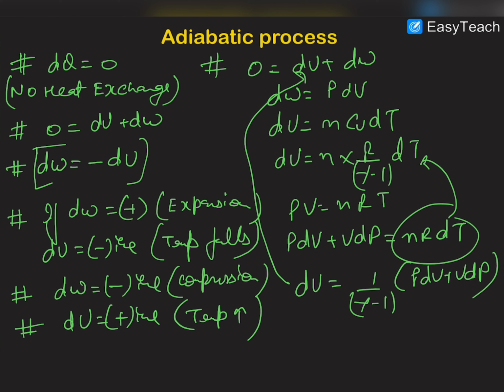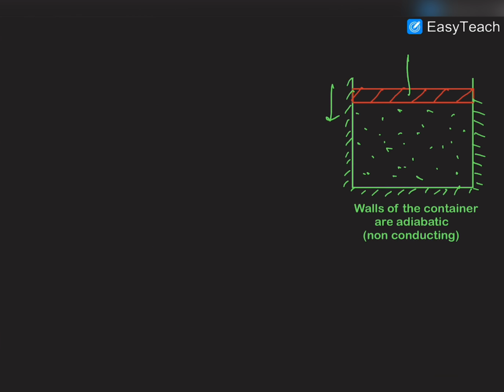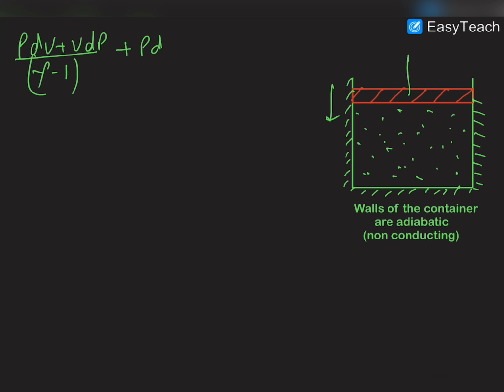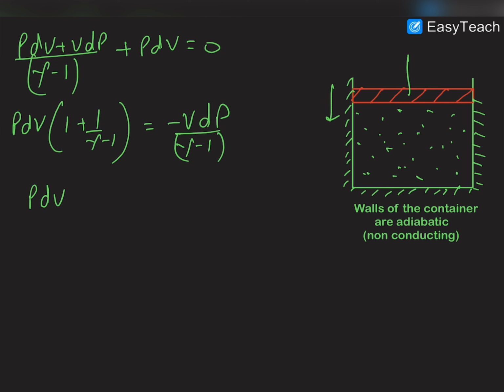So now if we put the value of dU in the first equation, in this equation here, then let us use the next page. So (P dV plus V dP) upon gamma minus 1 plus dW. dW was already P dV, so plus P dV will be equal to 0, and therefore we can say that P dV into (1 plus 1 upon gamma minus 1) will be equal to minus of V dP divided by gamma minus 1. So this is P dV into gamma, that is equal to minus of V dP, and therefore in fact we can write it as dV upon V into gamma plus dP upon P is equal to 0.